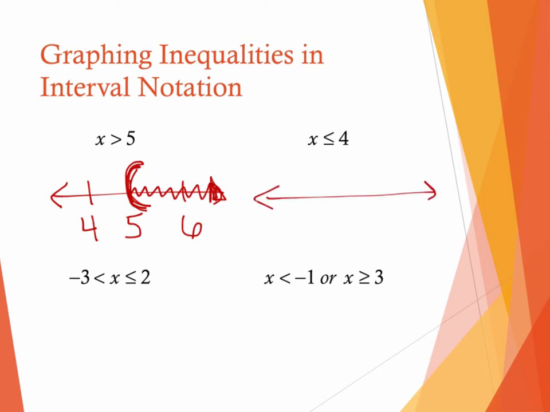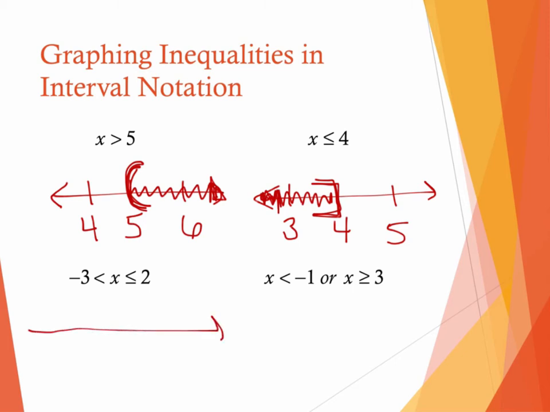For x less than or equal to 4, again, I usually do 3 tick marks: 3, 4, and 5. We start at 4, we go to negative infinity, we go smaller. Since 4 is included, it gets a square bracket. So you could see how sometimes it would be easier to just have the graph first, because then you're just pulling the interval right from your graph. You can mark the infinities on there if that helps you as well.